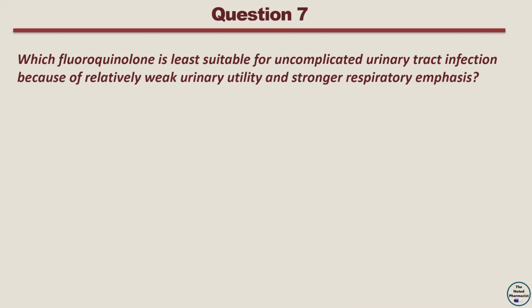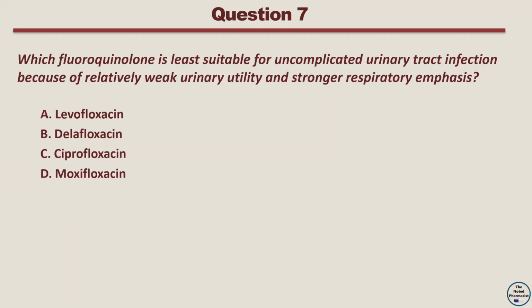Question 7. Which fluoroquinolone is least suitable for uncomplicated urinary tract infection because of relatively weak urinary utility and stronger respiratory emphasis? Option A, levofloxacin. Option B, delafloxacin. Option C, ciprofloxacin. Option D, moxifloxacin. Option E, ofloxacin.